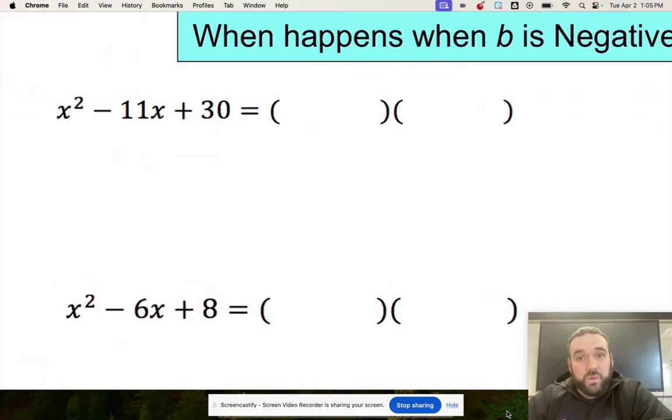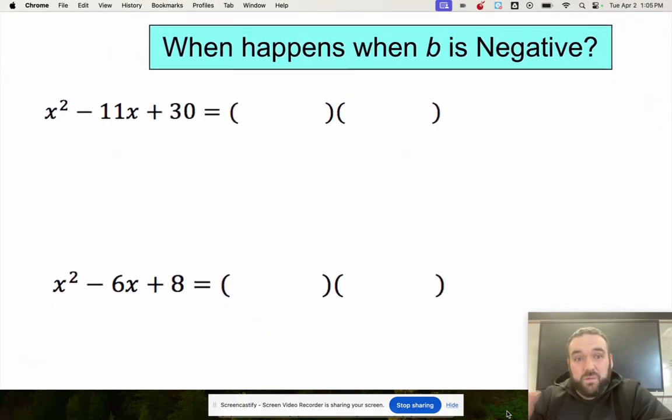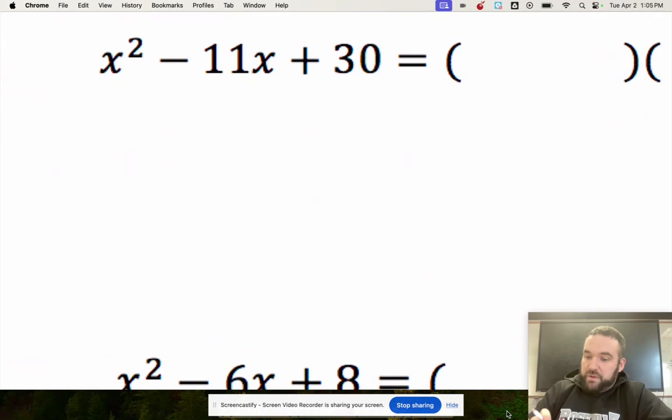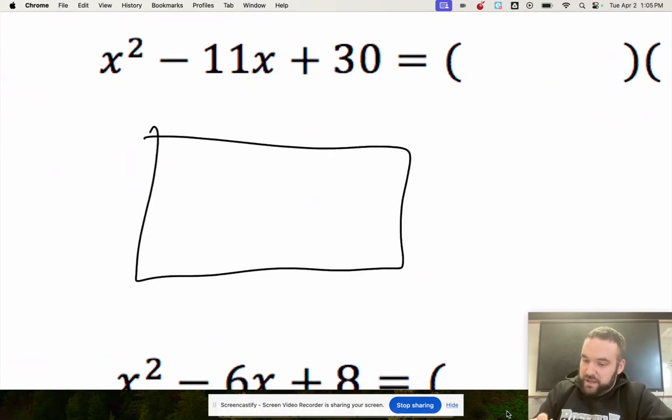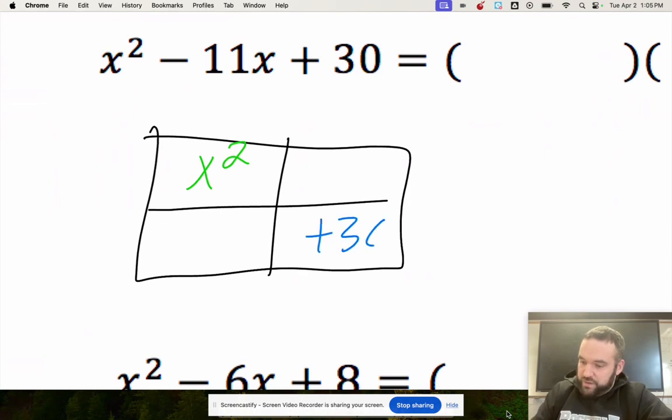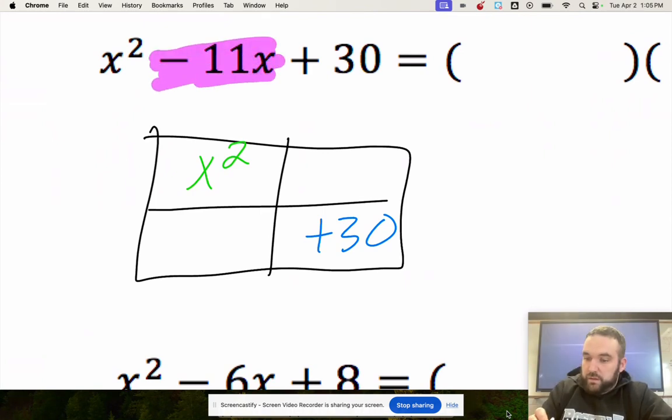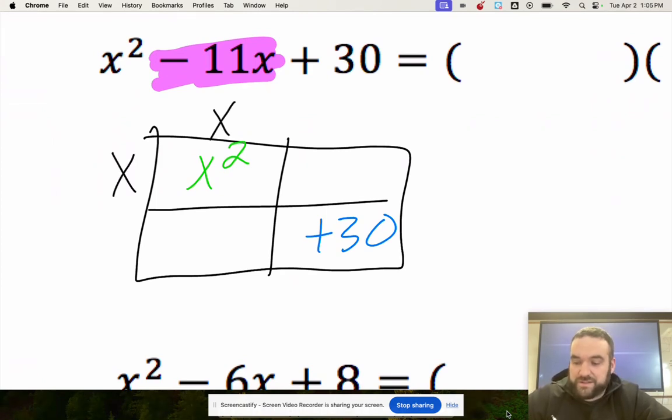But what I want to know is what happens if the B value is negative? What happens if that middle number is negative? We kind of already saw this in the previous slide. I know that I need to make positive x squared there. I need to make positive 30 there. But I need negative 11x here. Okay, I'm going to start with the easy part. I know how to make x squared. Factors of x squared are just x and x.